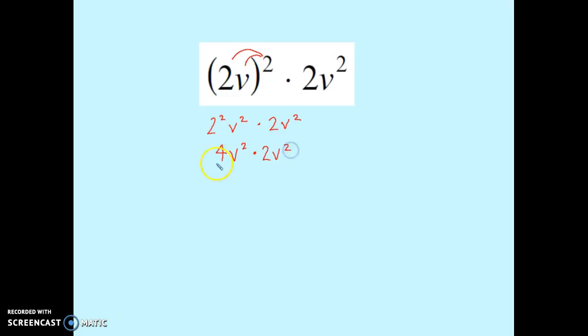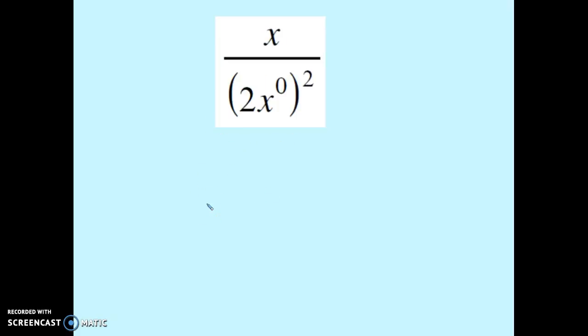Then I can multiply my coefficients to get 8. And v squared times v squared, I add to get 8v to the 4th. Okay, keep in mind, your coefficient is in its own different world. It does not have the same exponent rules as we do when we have our variables and exponents. This is 2 to the first power, so I still multiply, but 1 times 2 is 2, so now I have to do 2 squared to get my next coefficient.